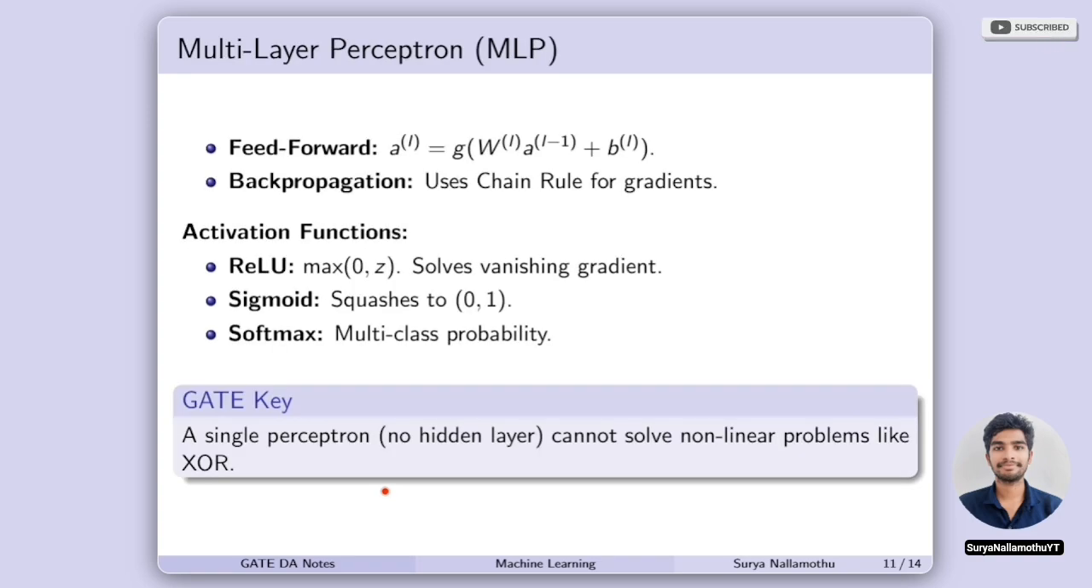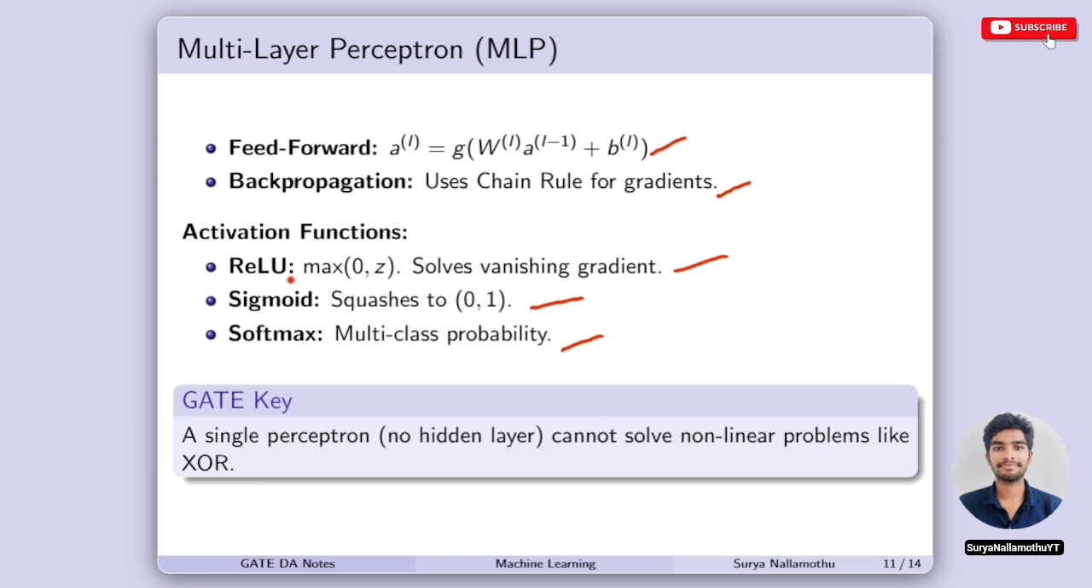Next, multi-layer perceptron. The multi-layer perceptron is a feed forward network, and it uses back propagation. The activation functions are ReLU, which solves the vanishing gradient problem, sigmoid, which squashes values to between 0 and 1, and softmax, which gives multi-class probabilities. Here these are the activation functions we have. The multi-layer perceptron is helpful, with feed forward and back propagation followed by the activation functions.